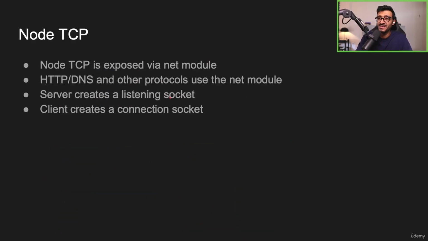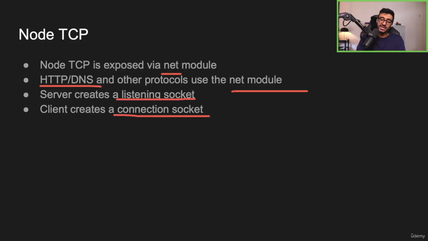All right, let's talk about Node TCP. So Node TCP is exposed via this net module, right? And HTTP and DNS and other protocols use this net module, as we actually used it ourselves in this course. And then what we have is you'll always eventually end up using sockets and TCP and UDP. Even if you don't feel it, we end up always using it. So the server creates a listening socket, the client creates a connection socket, and then we connect to each other.